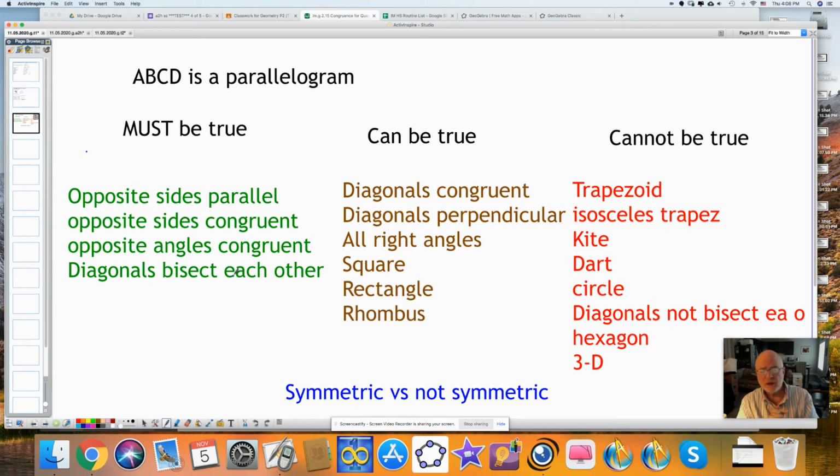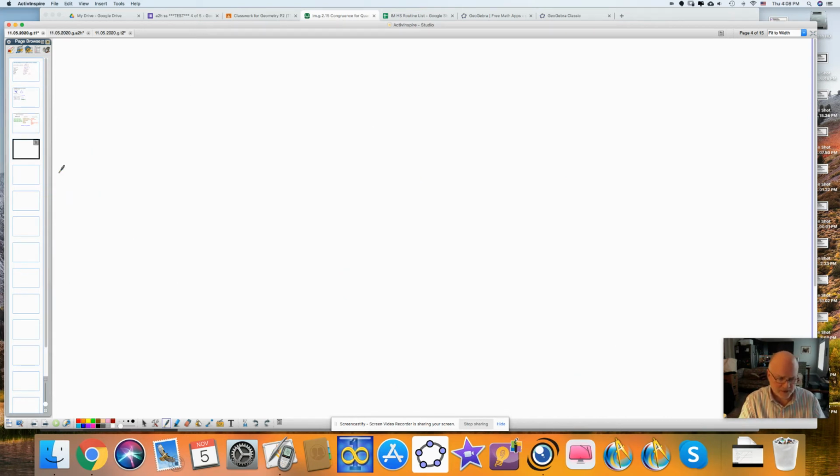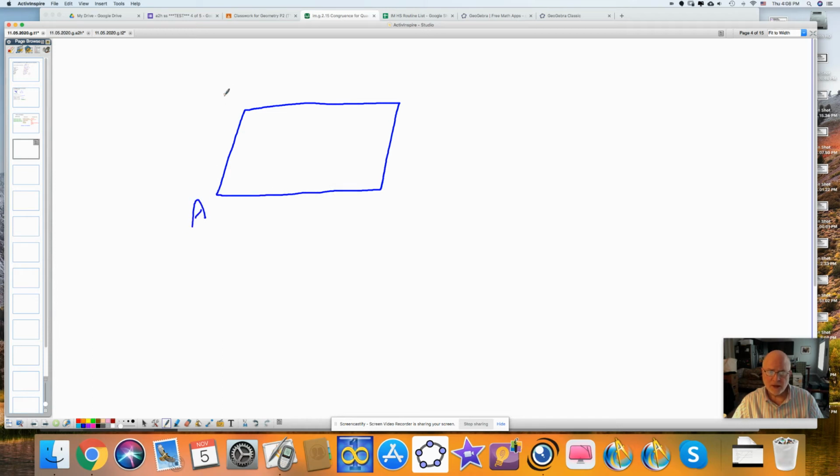Now, one person made the comment about symmetry. They said that it's going to have symmetry, and I asked the question to the class, does this figure have symmetry? And some people tried it. Some people looked at it and tried it. And this is our parallelogram. And I need to copy this.